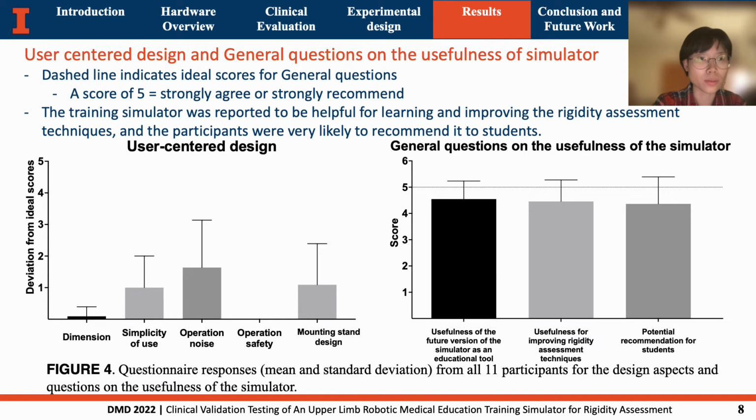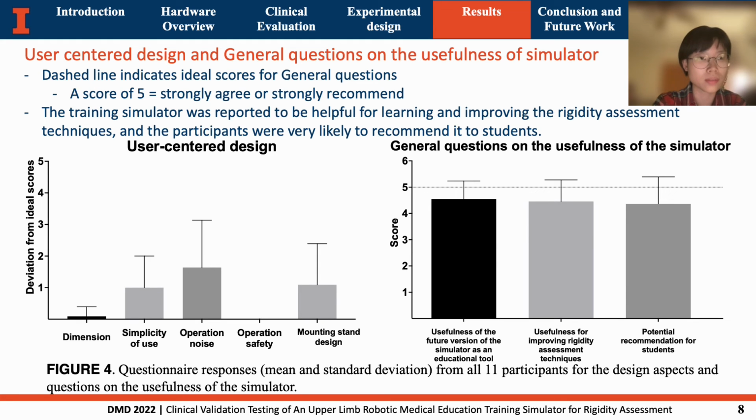Design metric scores were normalized to the deviation between the ideal response and the actual score. Overall, participants reported that the simulator is safe and easy to use with adjustable mounting stand, while the noise from the simulator belt system should be reduced. For the usefulness metric, the actual response is close to the ideal response, a score of 5, that the simulator was reported to be helpful for learning and improving the rigidity assessment techniques, and participants were very likely to recommend it to students.